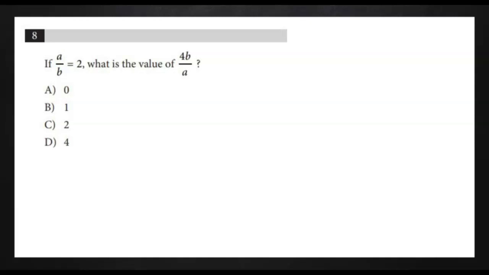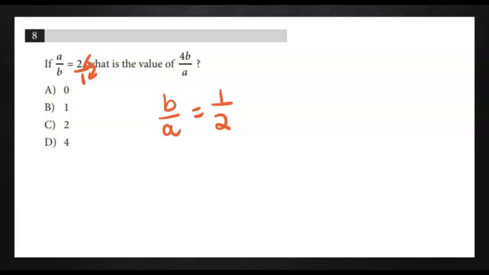Well, you know how to take reciprocals. Hopefully you're kind of comfortable with fractions. So at this point, what you're going to do is, if I just flip my fraction, I can put that a on the bottom and the b on the top. So if I have b now over a, I'm still not going to have 2. I'm actually going to have 1 over 2.